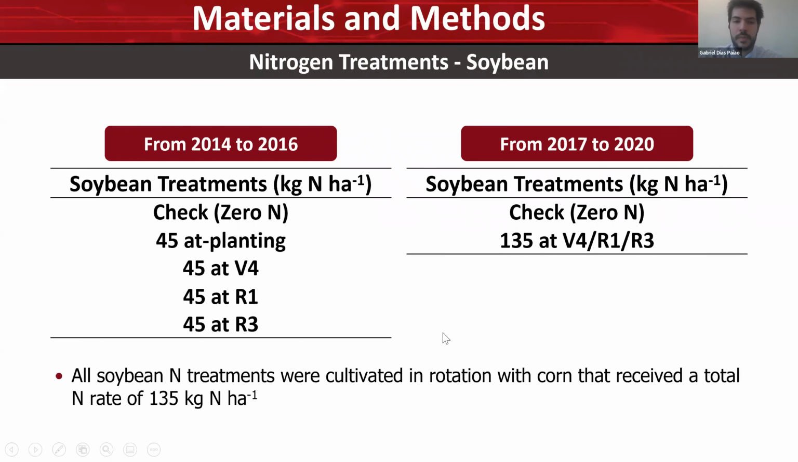And another thing that I should mention is that all of these treatments here were cultivated in rotation with corn, but on plots that received the same nitrogen rate, so 135 kilograms per hectare. So there was no influence of the nitrogen rates applied on the corn growing rotation on these treatments here, because they all received the same nitrogen rates for these treatments.